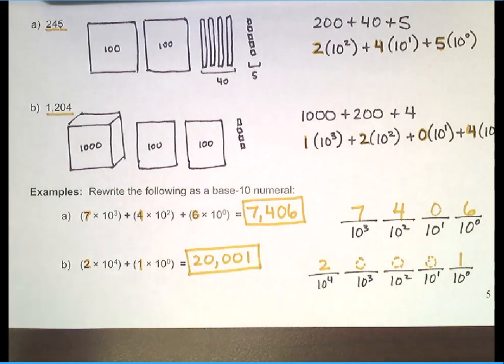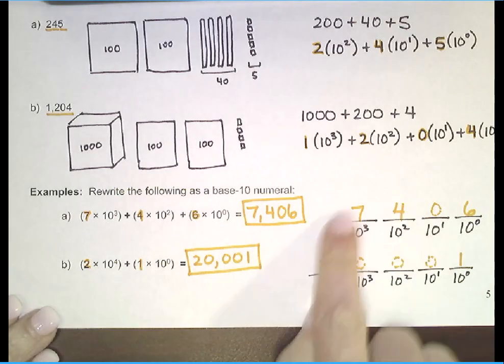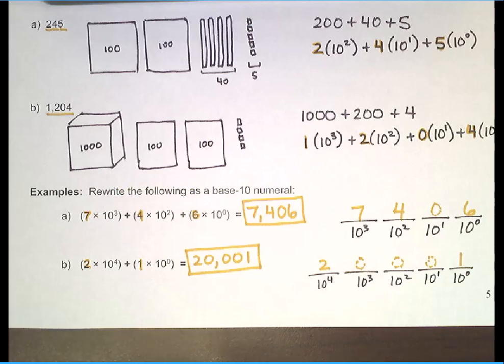And again, in order to keep the zeros straight, I really suggest that you do it this way. I think you're guaranteed to get them right if you set up the exponents first.